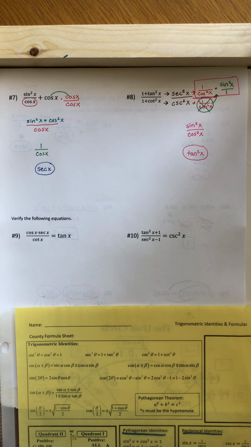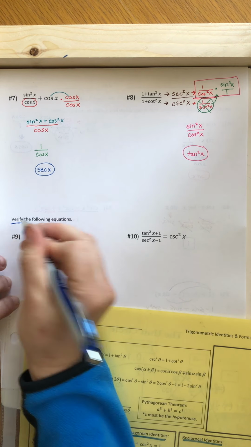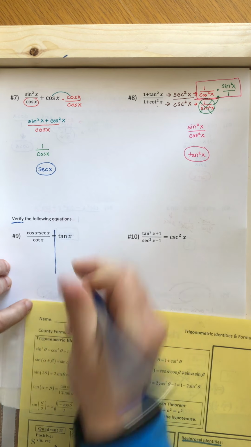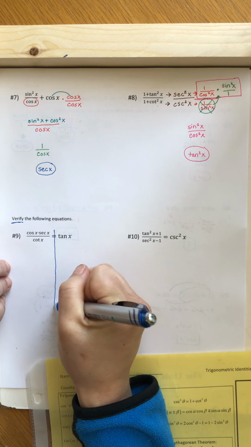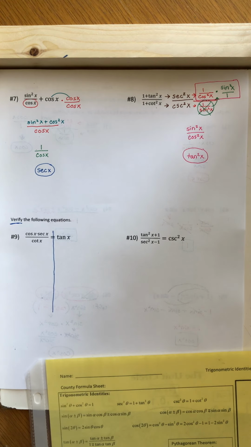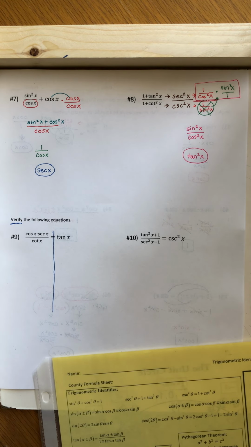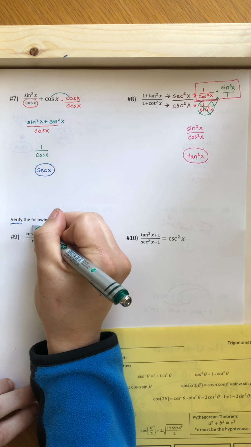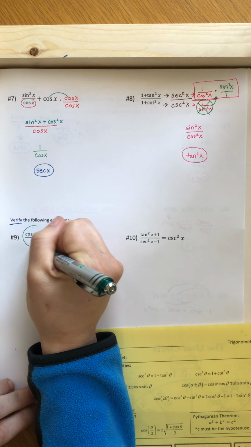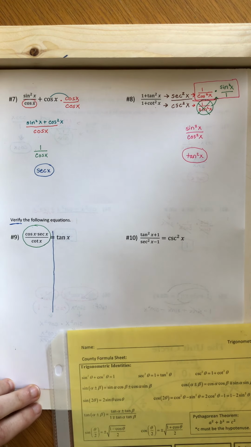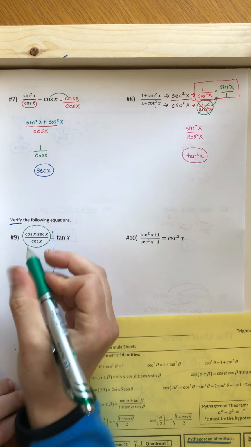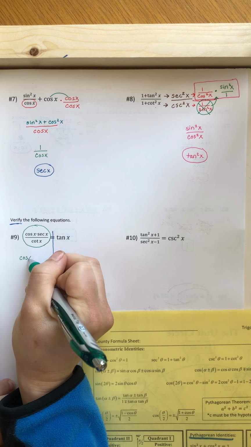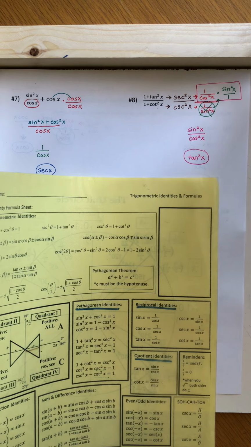Now the following are verify problems. For verify, it's where we draw the little line coming down from the equal sign, and we try to get from one side to the other. You always want to start at the most complicated side. So I'm going to start on the left side here. I'm going to change everything to sines and cosines. So cosine can stay, but secant has to change to 1 over cosine.